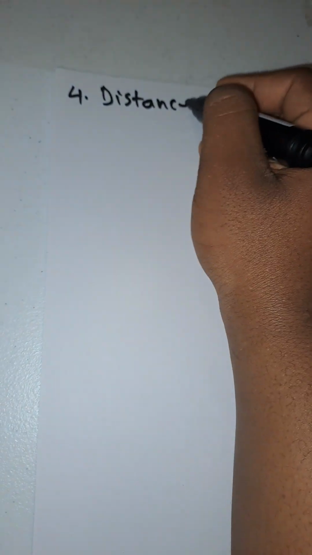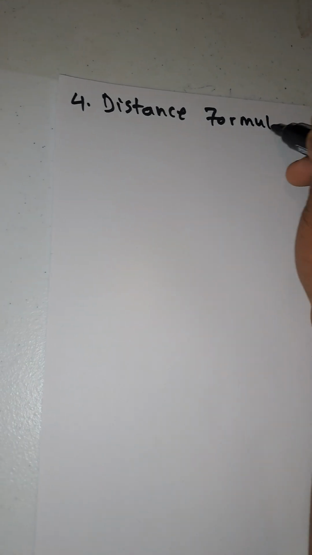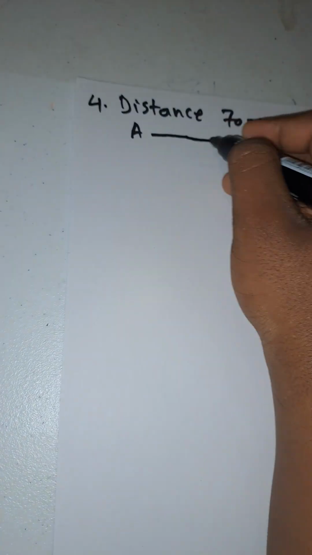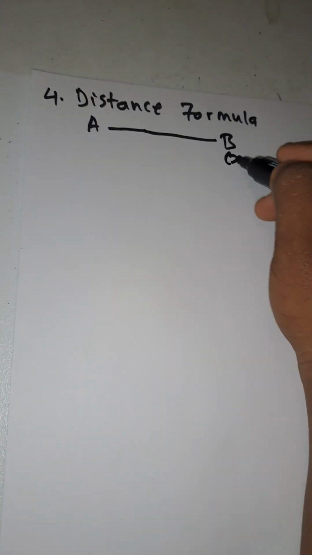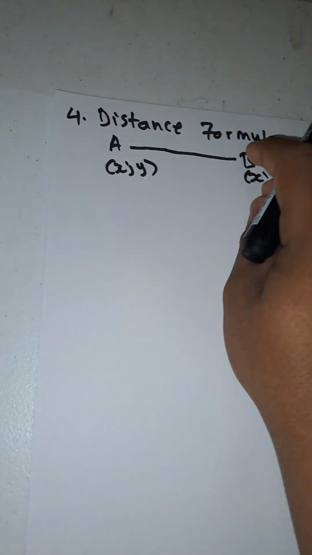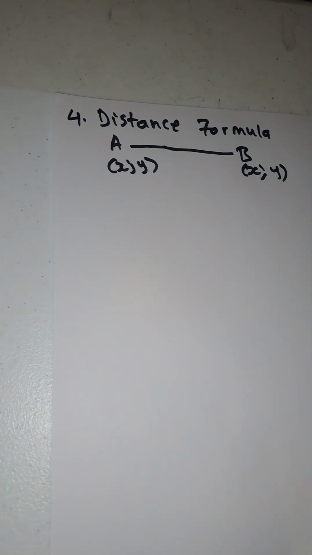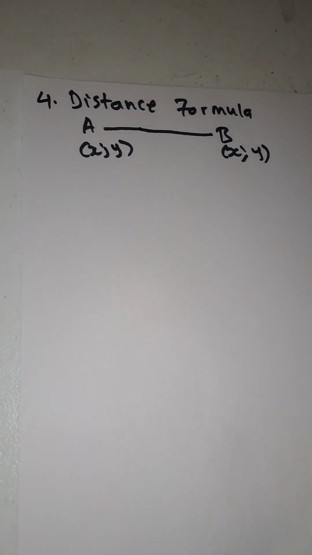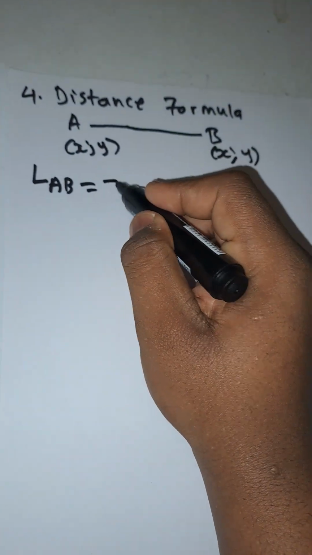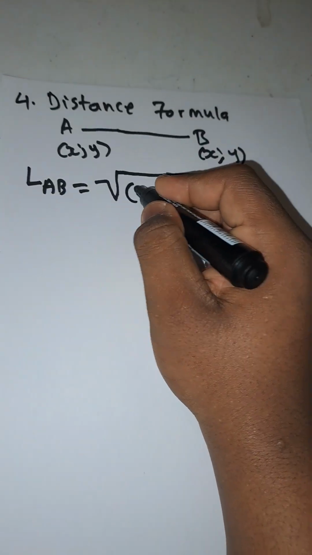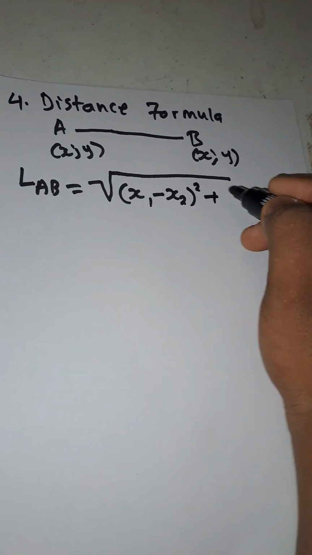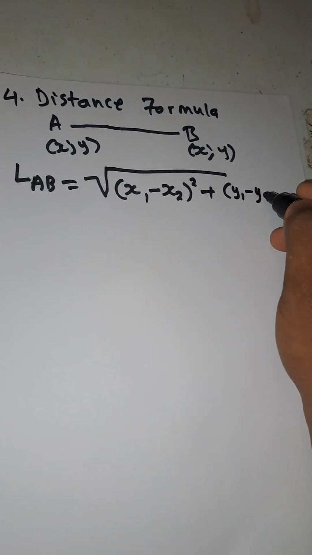Let's continue. So number 4, I'm gonna talk about the distance formula. The distance formula is used when you are given point A and point B with certain coordinates, and they say calculate the distance from A to B. So we have the formula to use. Sometimes they even call it the length, né? So to shorten things, I can say the length of AB is equals to the square root of x1 minus x2 squared plus y1 minus y2 everything squared.